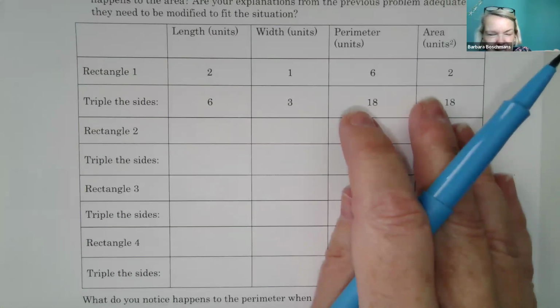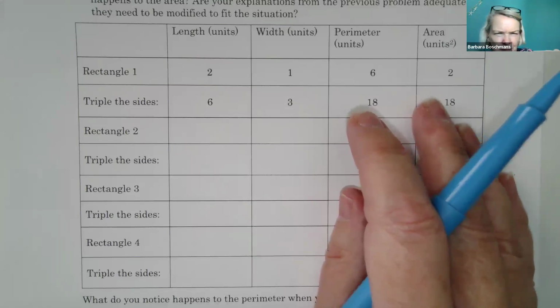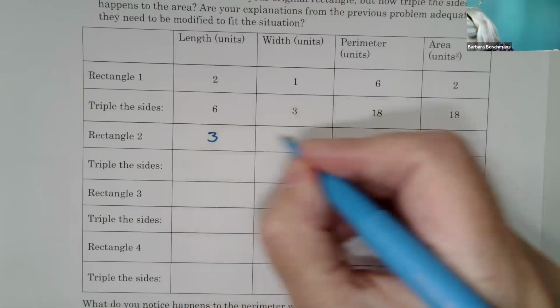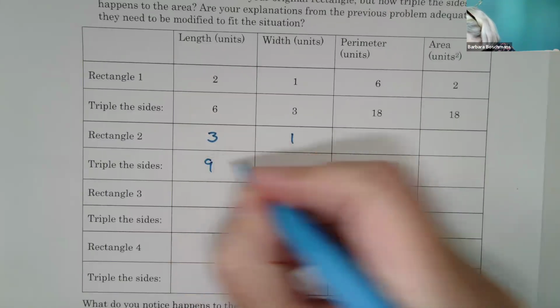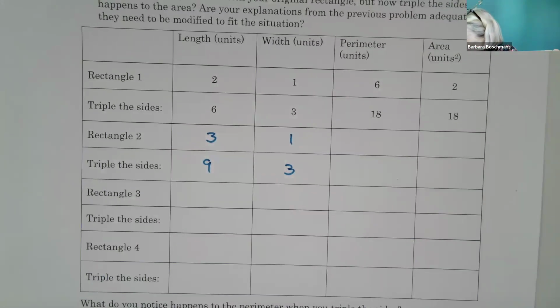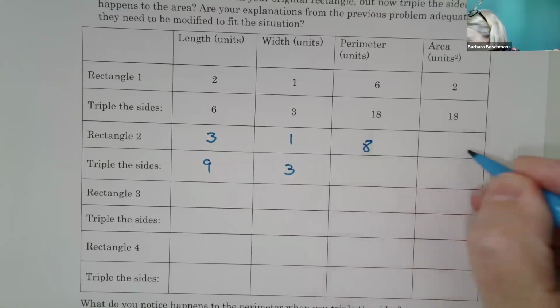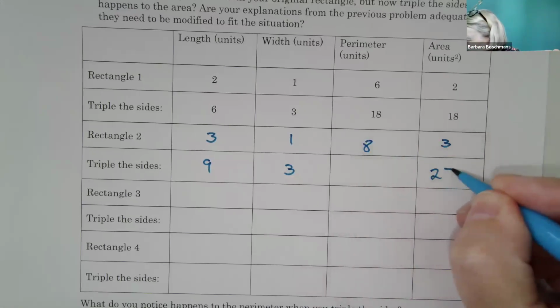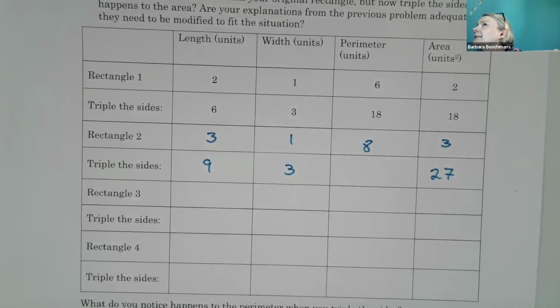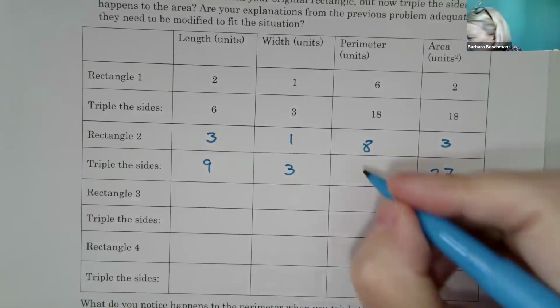And let me go ahead and use the same example I had on the previous page, which was 3 by 1. If I triple, times 3, that's a 9 by 3. So the perimeter of a 3 by 1 was 8. The area was 3, and now the area is 27. So the perimeter is 18 and 6 is 24.